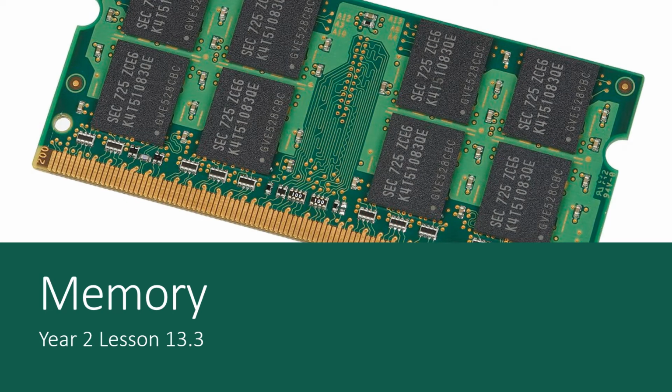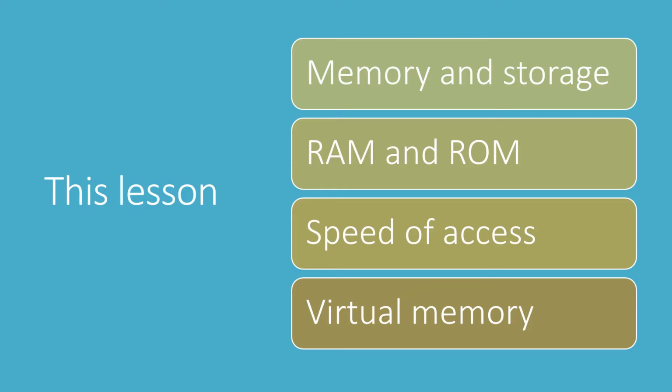Welcome back. In this lesson we'll learn some additional facts about the way that the memory of a computer works. You will need to refer back to things we've learned already about the structure of the processor. In this lesson I'll briefly contrast the difference between memory and storage and between RAM and ROM. We'll look at how different types of memory have different speeds of access and what virtual memory is.